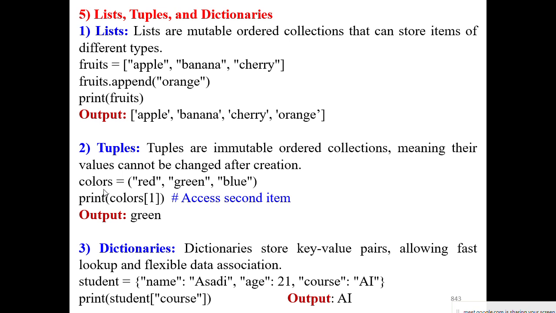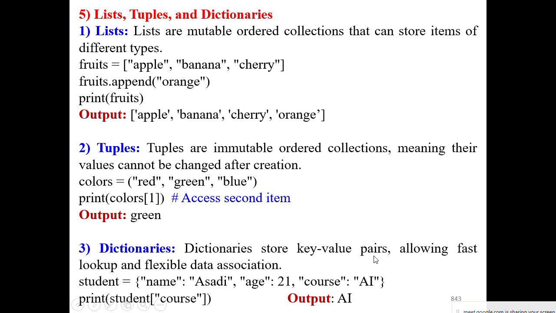Colors = ("red", "green", "blue"). Print colors, and it will print the output. Access: print colors[1]. Red is 0, green is 1, blue is 2. Likewise, it will print green.